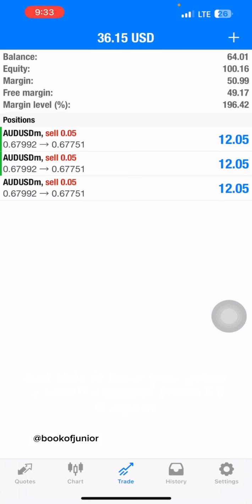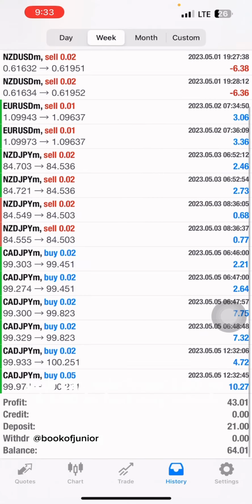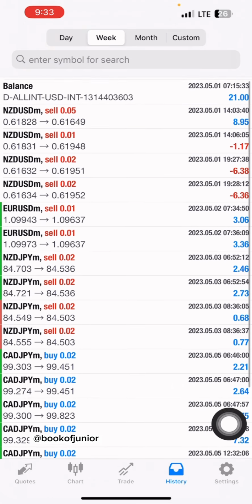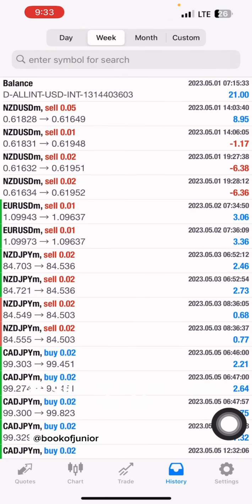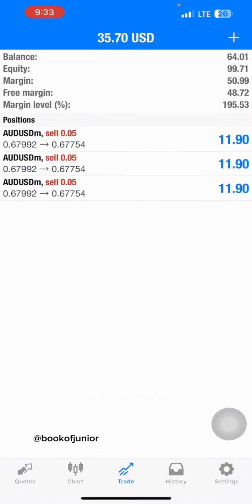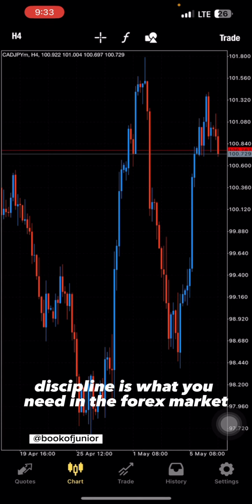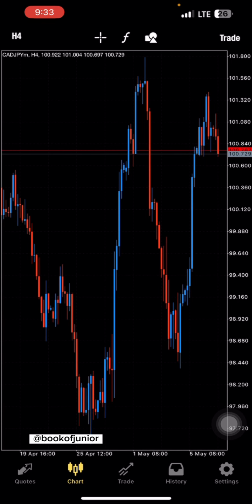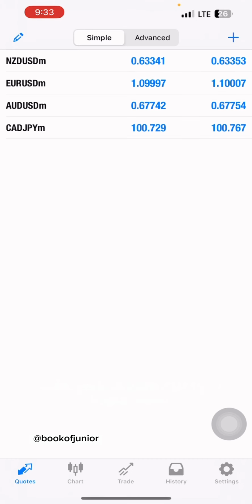But this is how you grow a small account from $20. Again, you can see from $20 to $100 in just 1 week. So guys, this is how you do this. Consistency and discipline is what you need in the forex market. Trade only a few currency pairs and you master only those ones. Wherever price goes, you will know. And also patience, guys. You need to have a high level of patience for you to be able to trade here.